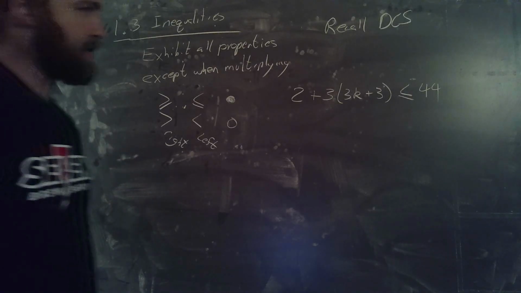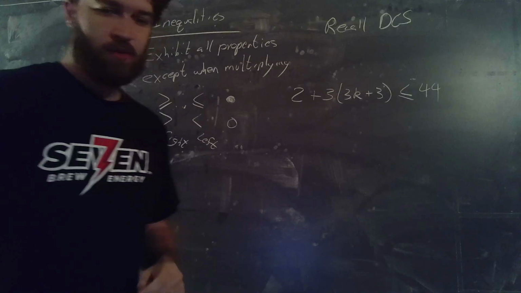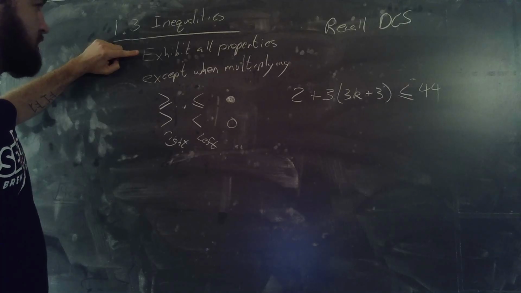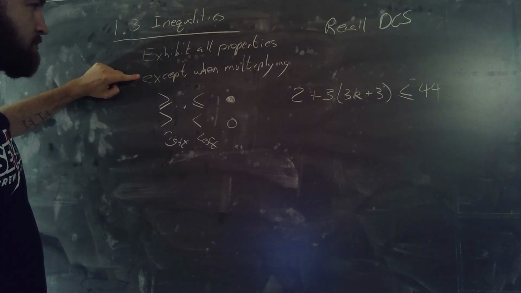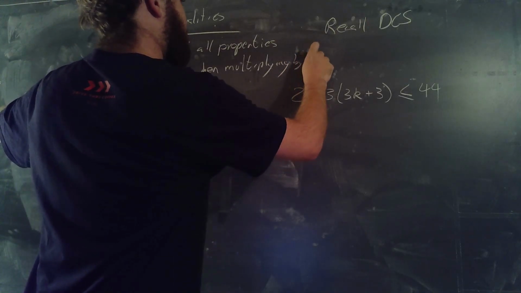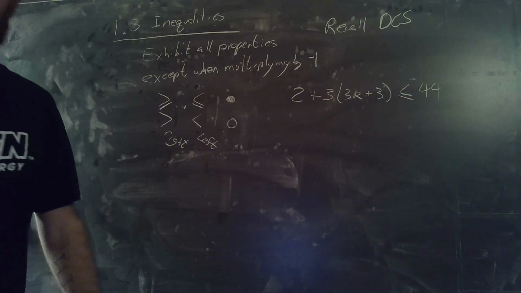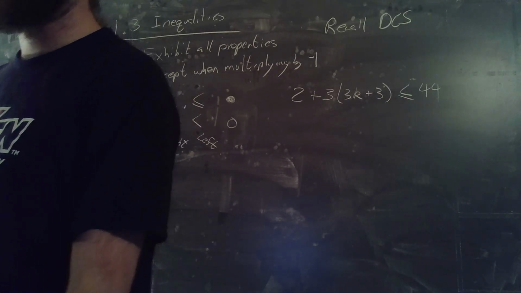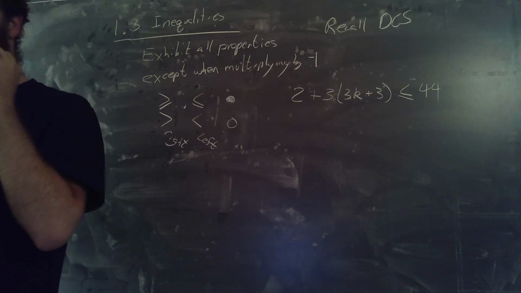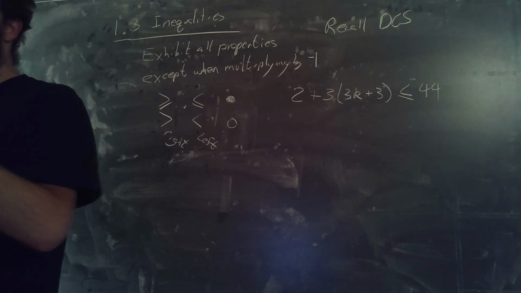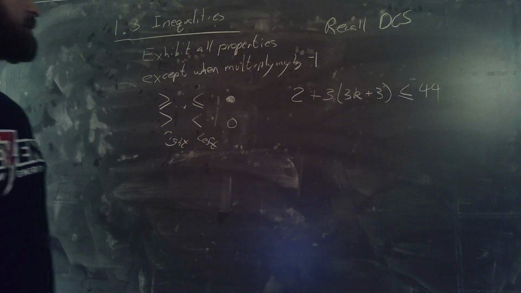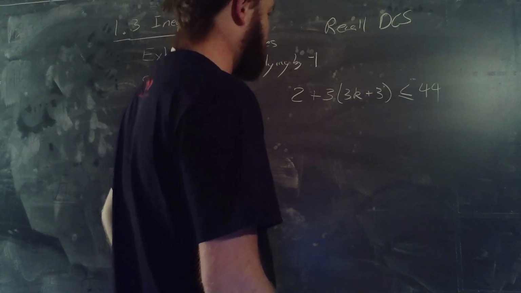Now, notice that before we start solving this, when we have an inequality symbol, it will exhibit all the properties of equality except when multiplying or dividing by -1. In other words, multiplying or dividing by a negative, we have to switch the direction of that inequality. And at the end of this video, as an extension, I will provide a proof on why we must do that. Okay, so here's our inequality statement.